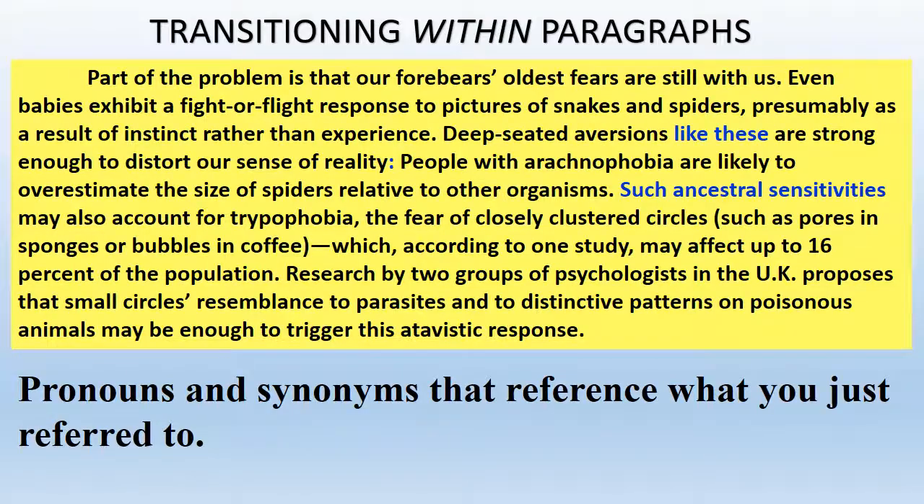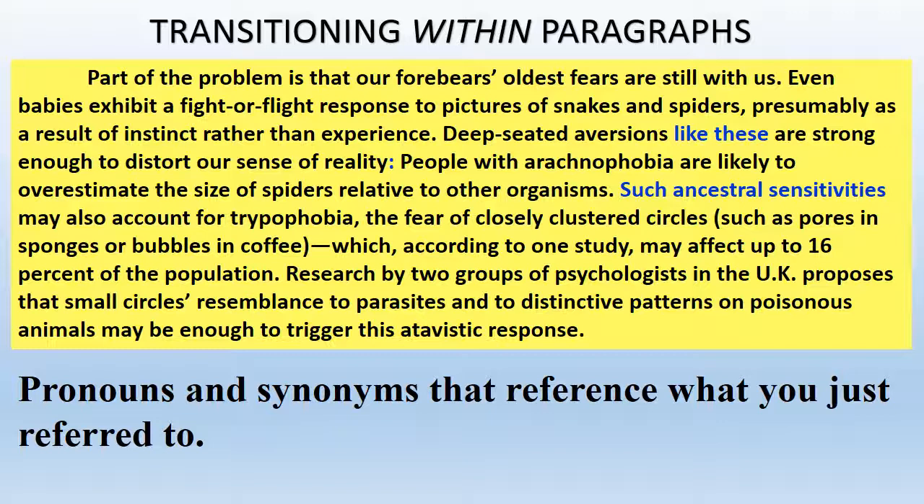Let's talk about transitioning within paragraphs. The first thing I want to say is that no transition will solve the problem of your ideas not being connected. So the first issue is your ideas within your paragraphs have to be connected. So when you have those connections there, then you can help your reader to move smoothly from one idea to the next by using certain techniques. And I've put some examples of this in blue. So you look at "deep-seated aversions like these." Notice that "these" refers to the aversions that he was just talking about in the previous sentence. The snakes, spiders, and those kinds of things. So that pronoun "these" is one way of connecting this sentence to the previous one.